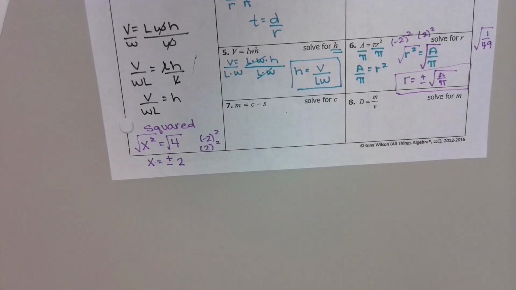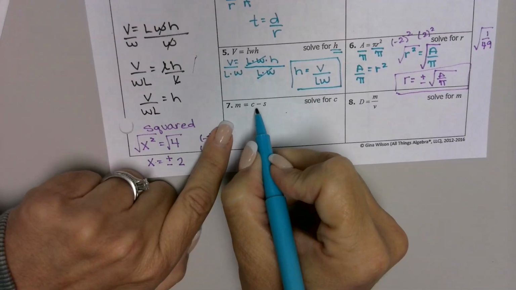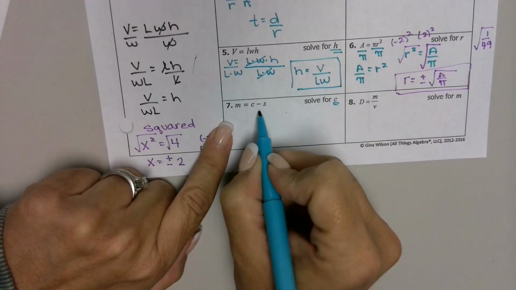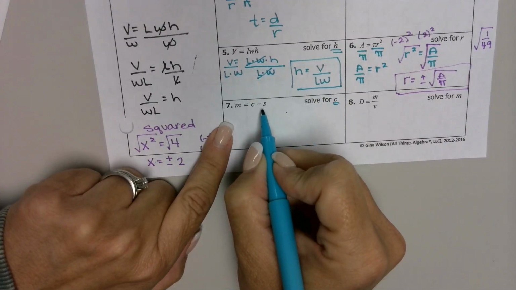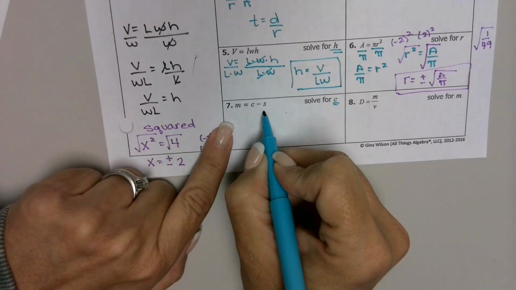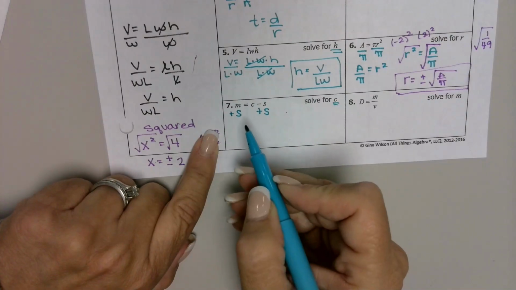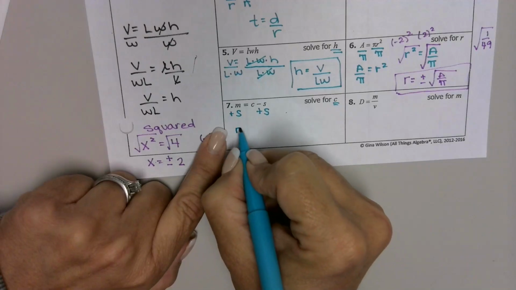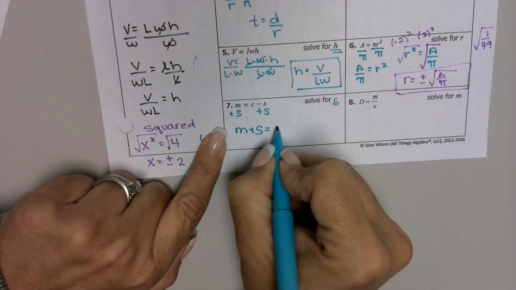Okay, I'm going to do one more. I'm going to do number 7. So number 7, I have c minus s, so I'm solving for c. So if I'm solving for c, then the s term is what has to move, right? So if I'm subtracting, I have to add s. So I add s over here. So m and s are not like variables. So I have m plus s equals c.